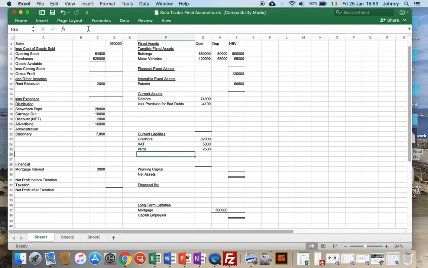Bank, it's in the debit column, so that means we have money in the bank. If that money was in the credit column, it would be a liability. So, and that would be a bank overdraft, 16,300. And then we have capital, 755,100, so it's down in finance by.